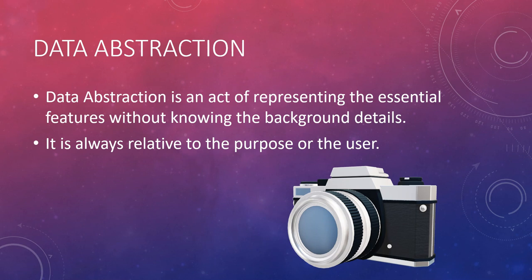But no one knows what happens after the button is clicked. You don't know what mechanism is followed in the internal part of the camera, how the images are stored in the digital camera. So the mechanism, the background detail, is not known. But still you can use the digital camera by knowing the essential features. It is not necessary that you need to know the mechanism, that is, the background details. So, this is what you call data abstraction.